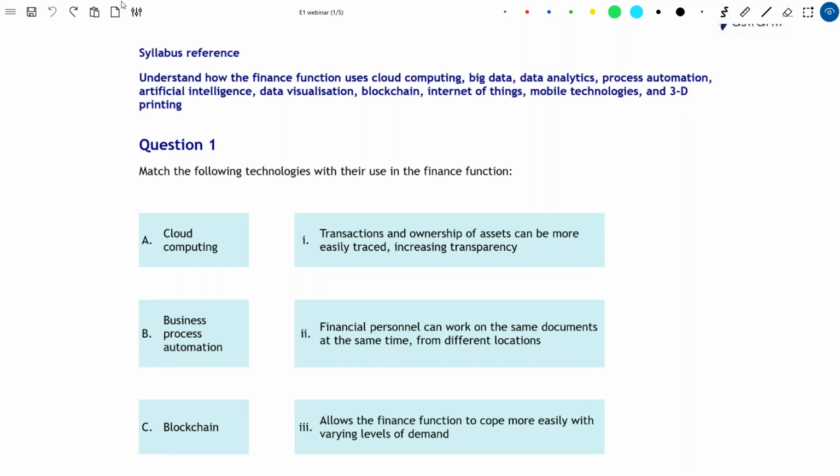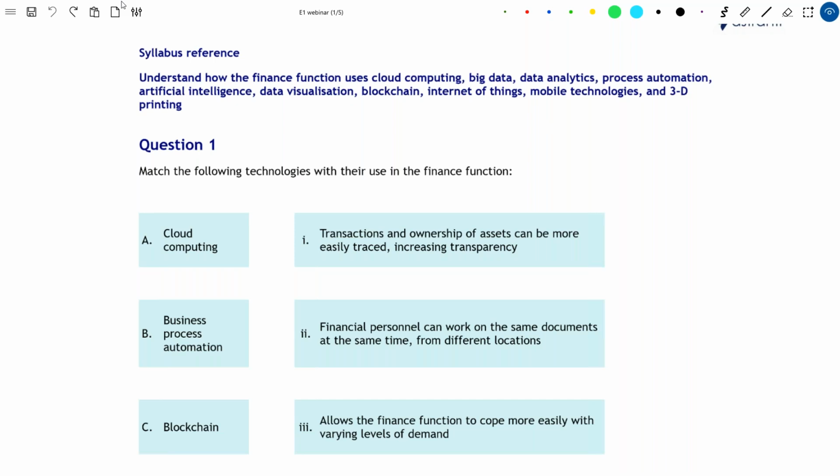Okay, so the first question that I'd like to run you through is on digital technology. The impact of data and technology on finance is a really important theme in the E1 syllabus. One element of the E1 syllabus requires you to understand how these 10 different digital technologies are used by the finance function and how they can impact on the organisation as a whole. So it's really important when studying for the E1 exam that you learn all the ins and outs of these different technologies and the potential uses in finance and by the wider organisation.